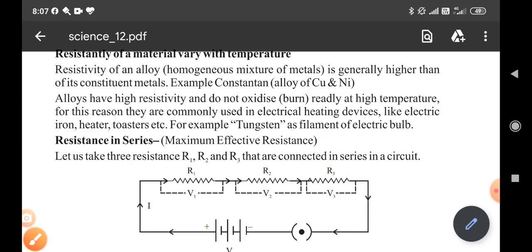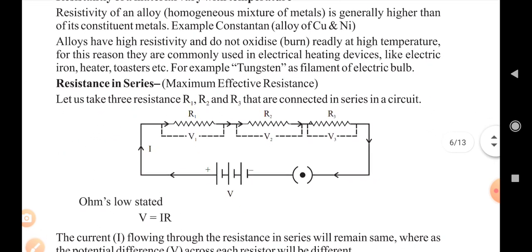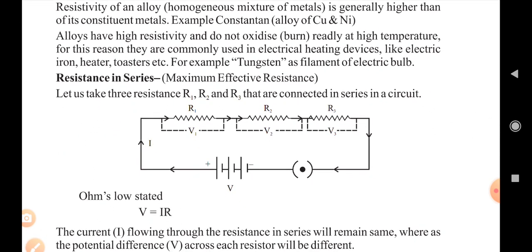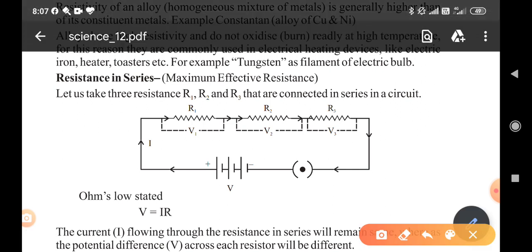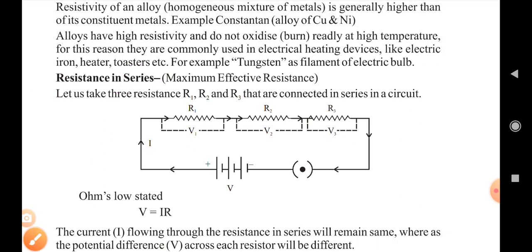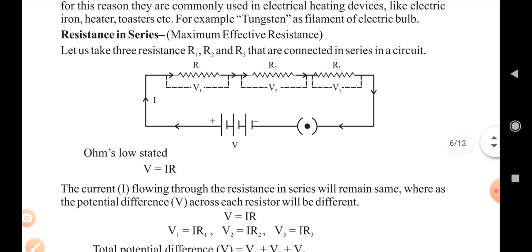After finishing these, let us come to know about connections. There are two types of connection, series and parallel. So, one by one, we discuss them for resistance. Whenever resistances are connected in series, we get the maximum effective resistance. Series connection gives maximum effective resistance.